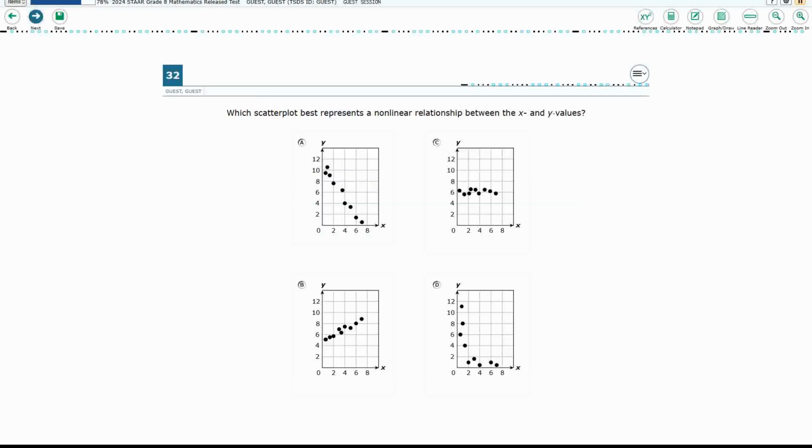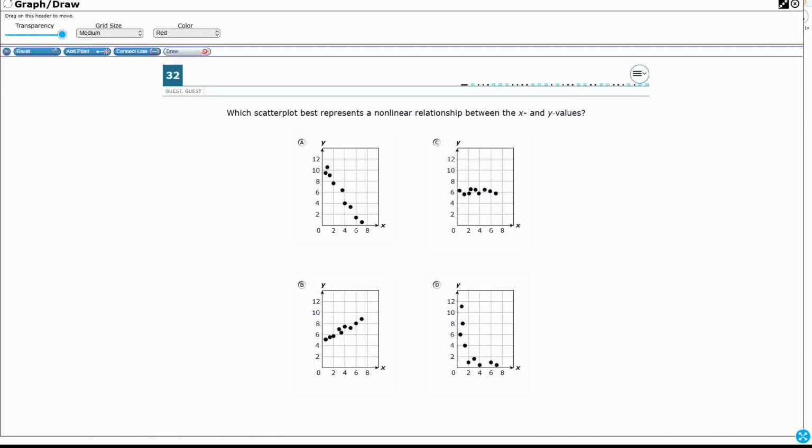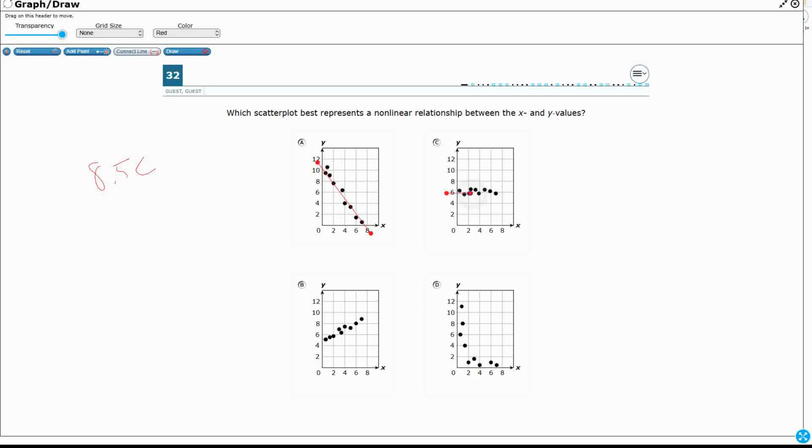For number 32, we are looking at linear relationships. This is 8.5C, and we've got scatter plots here. And we need to find a non-linear relationship between x and y values, okay? So non-linear, if we don't know what that means, let's just, I'm going to take the grid size off here, and I'm going to use the connect line feature. Let's just connect trend lines. Okay, so I can do a straight line to connect that. Going across, I can do a straight line to connect that. For the most part, I could do a straight line to connect that.